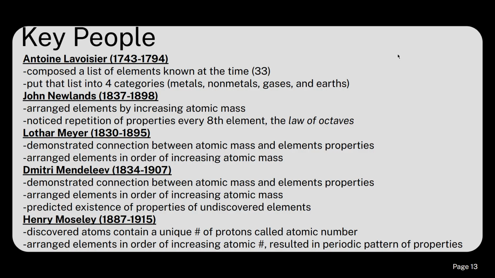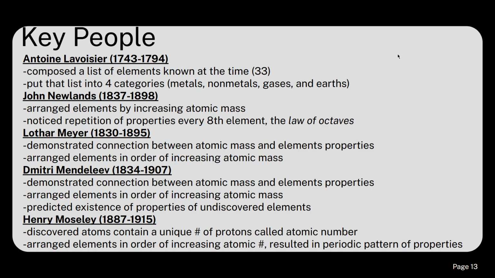Dmitri Mendeleev was from 1834 to 1907. He demonstrated a connection between atomic mass and elements' properties. He arranged elements in order of increasing atomic mass, and he predicted the existence and properties of undiscovered elements. Once again, a good way to differentiate Meyer and Mendeleev, since they had very similar ideas at very similar times, is that Meyer is a German chemist and Mendeleev is a Russian chemist.